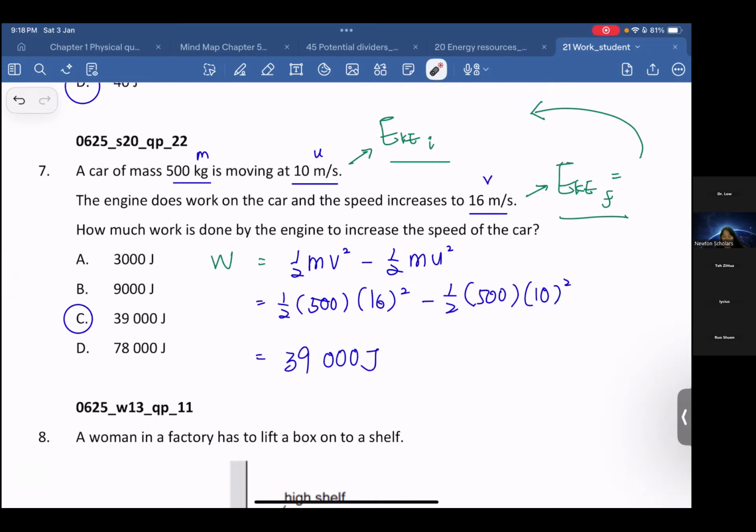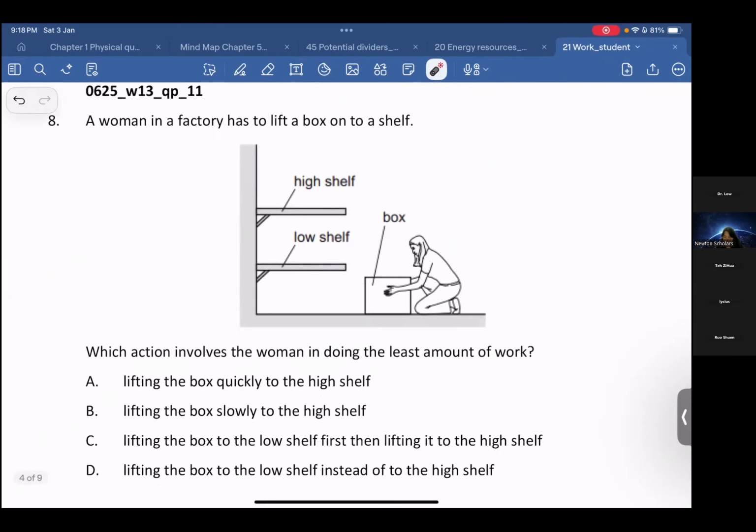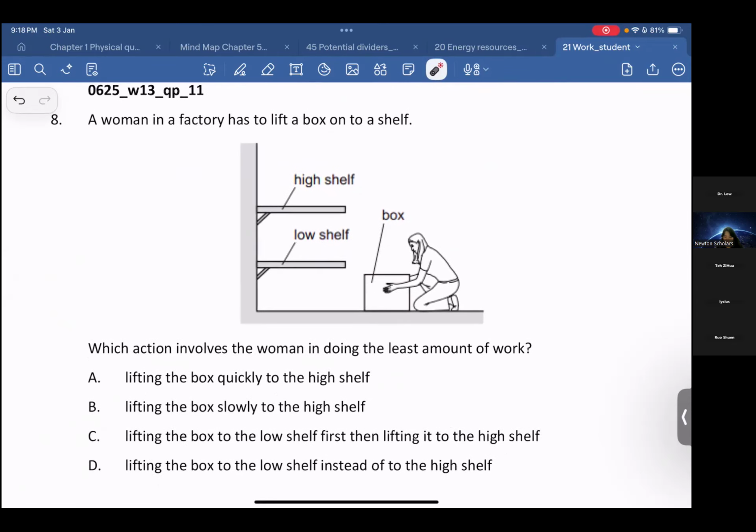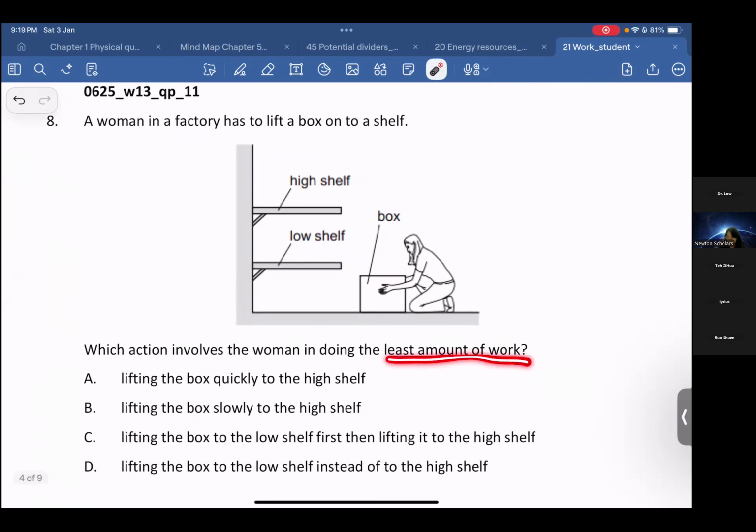Okay, there we go to the next. This is the theory test on your understanding. We want to lift a box, okay? Which action involves the woman in doing the least amount of work? So you read it and then you tell me what is your answer.